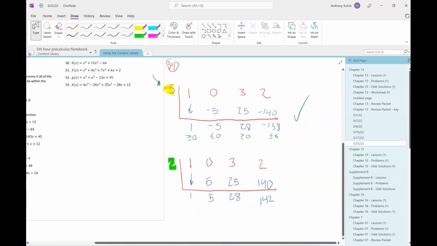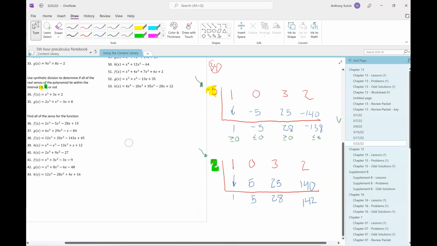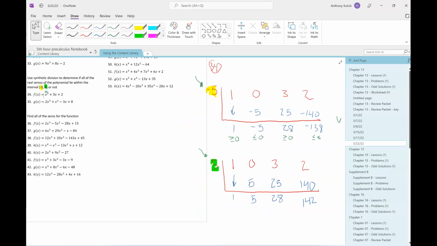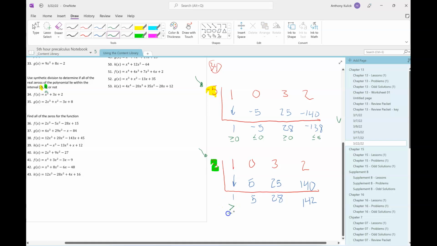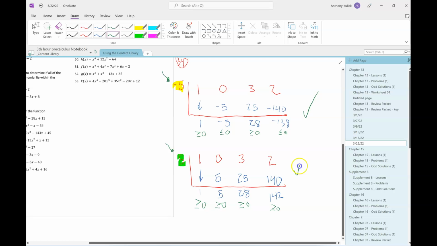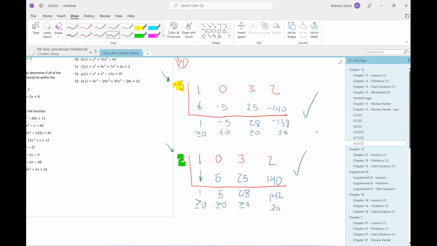To check to see if I'm an upper bound, where it's the end of the interval, the other end, the upper end, all I need is for these numbers underneath to all be non-negative, which they are. So yes, all the zeros are between -5 and +5.